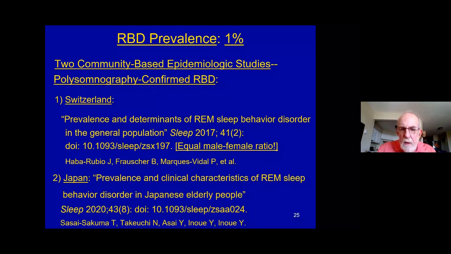But I want to call attention to the Swiss study. This is a community-based study. This is not a study of clinical referrals. The investigators went out into the community and identified middle-aged and older adults with suspected RBD, and with polysomnography, they found an equal male-female ratio. So that really calls attention to referral bias.